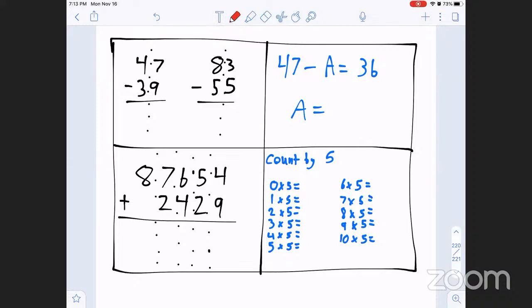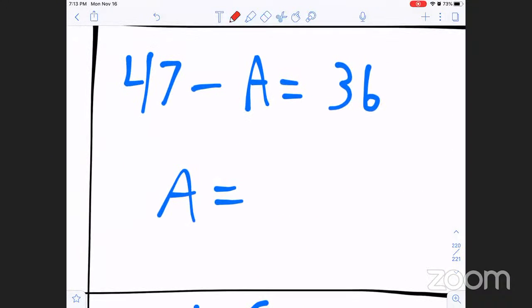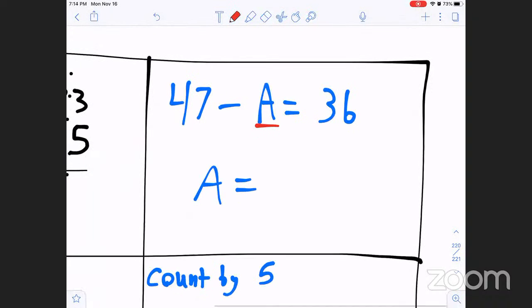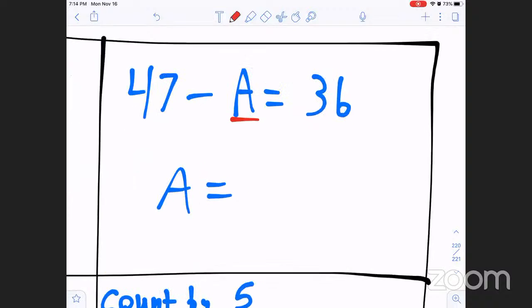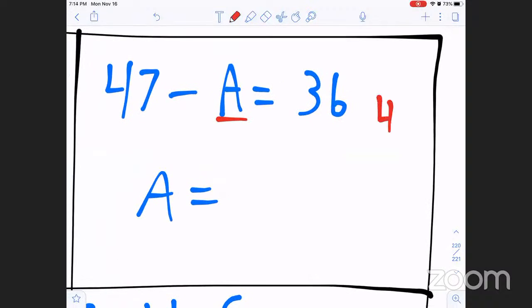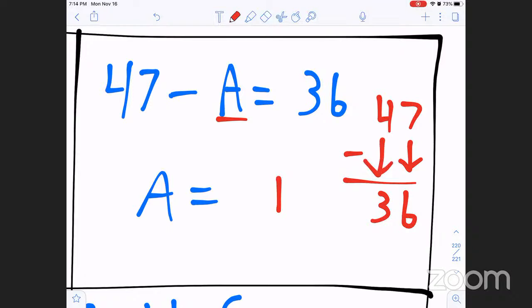Hopefully you have your problems done by now. Let's start up here. I need to figure out what A is. This one might be a little bit tougher since the numbers have gotten bigger, okay, but let's think about what this would mean. Okay, if we turn this into a stack problem, how do I get from 7 down to 6? Okay, 7 minus what would be 6? 7 minus 1. How do I get from 4 down to 3? 4 minus what would be 3? 4 minus 1. So A would have to be 11.